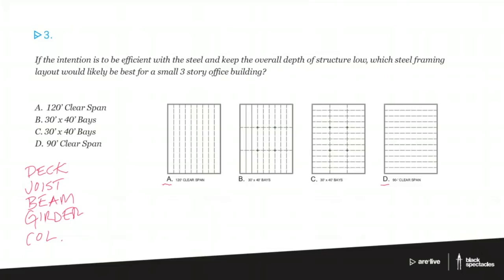So when we look at these two plans, we can see that on B, we've got the girders running across, and then we have the joists running from girder to girder. On the C plan, we've got the girders running up and down, and the beams running from girder to girder going across. So the difference here is, if you think about the order of operations of how the load is working, the girder is carrying more load, right?